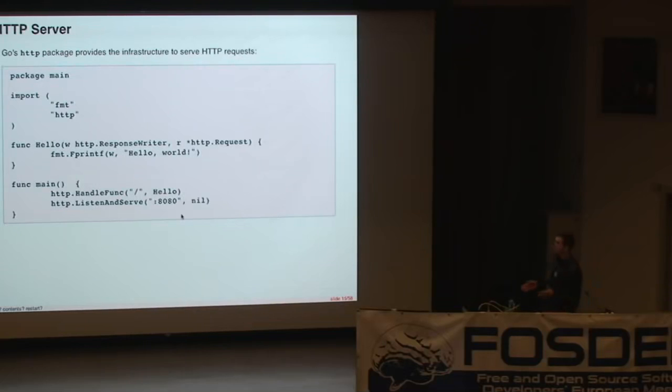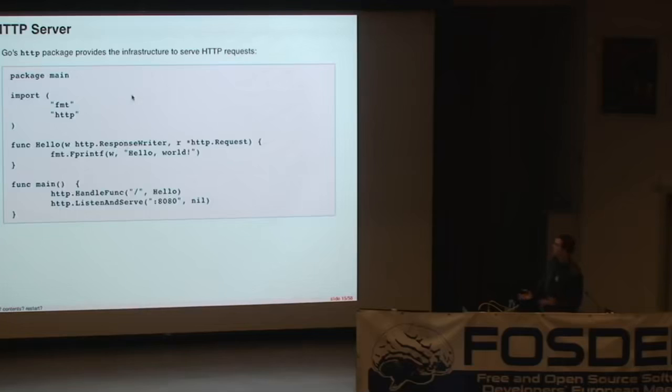So we've talked about how we have get and put, which service the backend part of our URL shortener. But now we need to look at the user interface. And the user interface is going to be served over HTTP. So we'll use Go's HTTP package to provide the infrastructure for serving HTTP requests. Now this program here is a complete Go program that serves Hello World over HTTP.